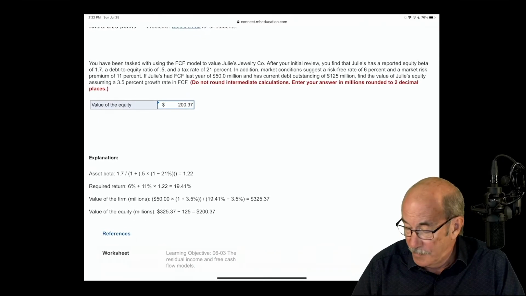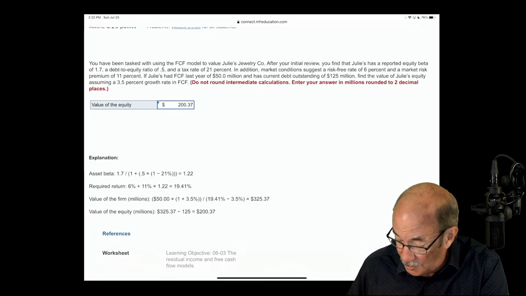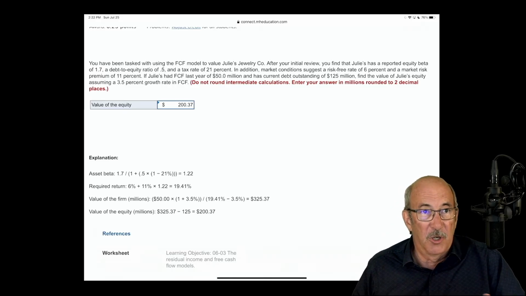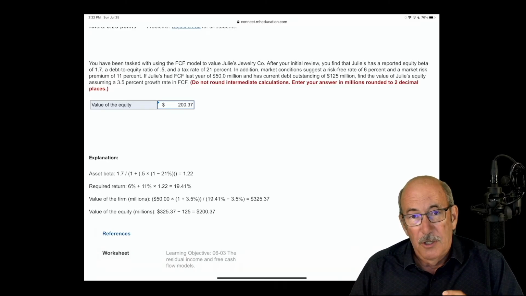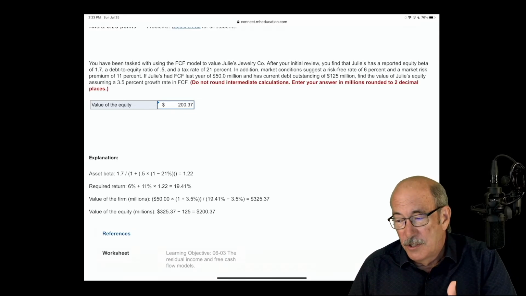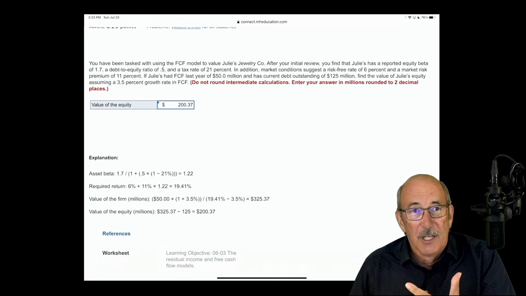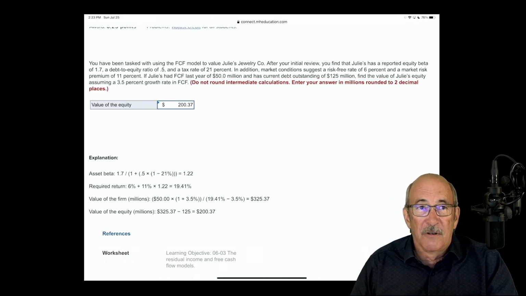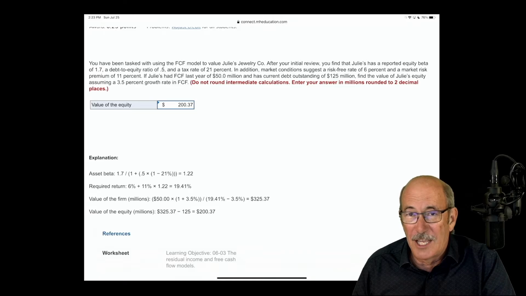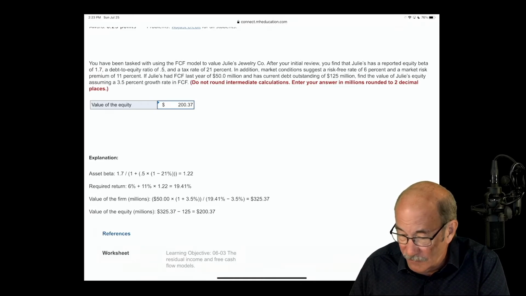Okay, so you've been tasked with using the free cash flow model. And remember, in these examples, this will be the same on the midterm since this was out of your homework. When we're talking about free cash flow, we're always talking about free cash flow to the firm, which means we always have to remember we've got to pay debt too. So that free cash flow value is going to be the value of the equity plus the debt. If we're trying to get to the value of the equity, we've first got to subtract off that value of debt.